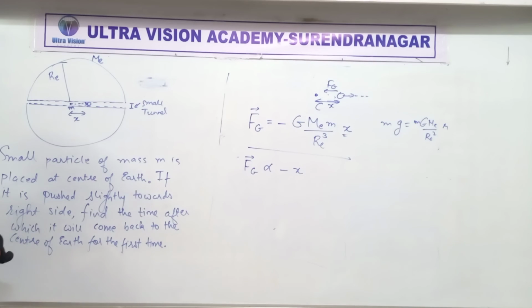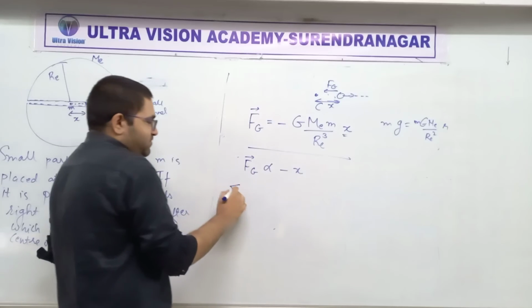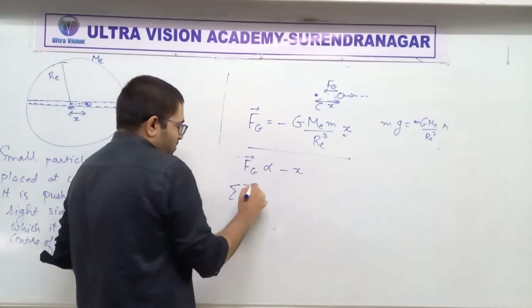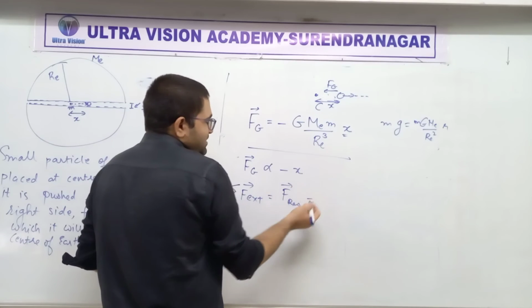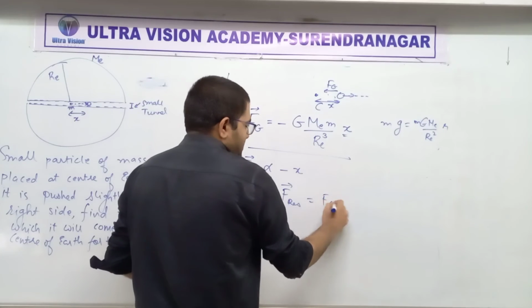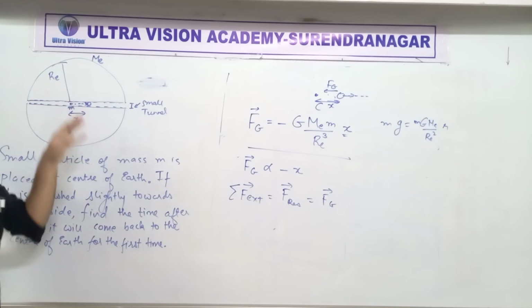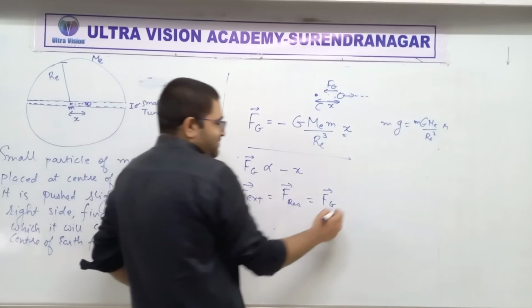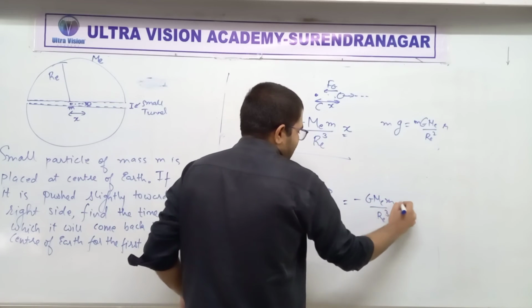That means this is going to be restoring force. So total external force, which is equal to restoring force, is here equal to Fg, right? Because there will be only one force. You don't have to worry about it. It's not touching anywhere or anything. So this is equal to Fg, which is equal to minus G Me m by Re cube x.